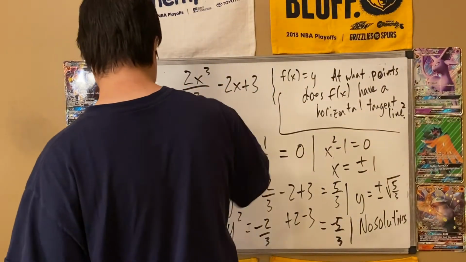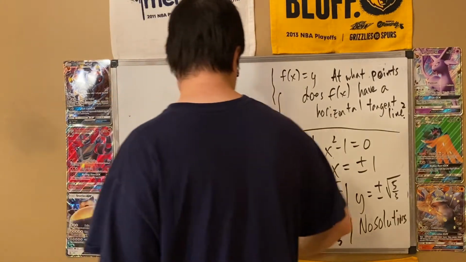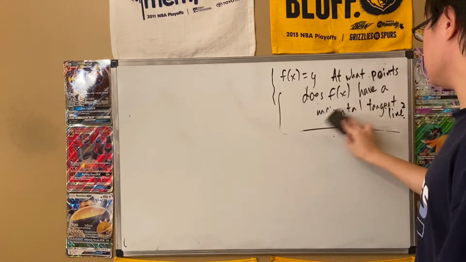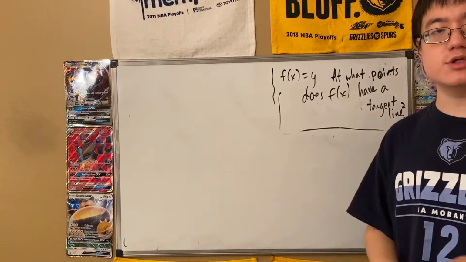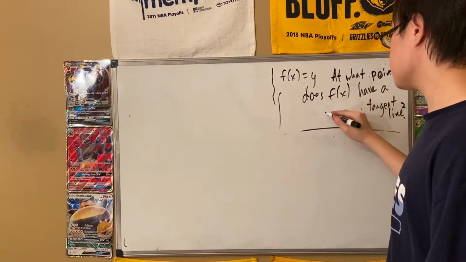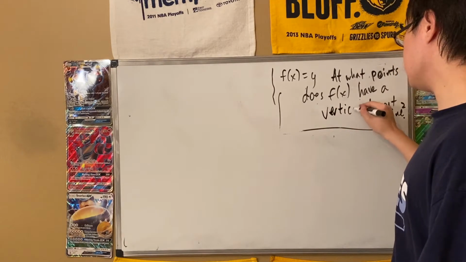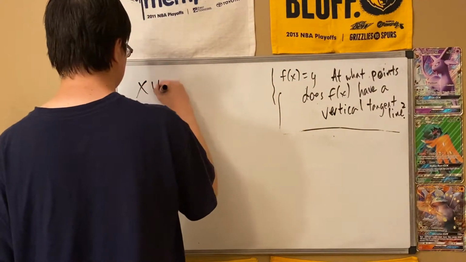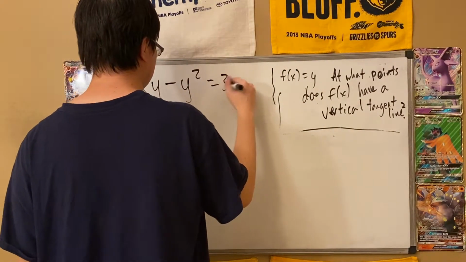So let me erase this. And what we're going to do is do this same question where we're finding points as opposed to just the entire thing, just the x coordinate and the y coordinate. And we're going to find the vertical tangent line of this function right here: xy minus y squared equals 3x.